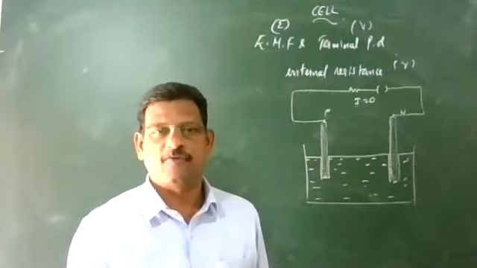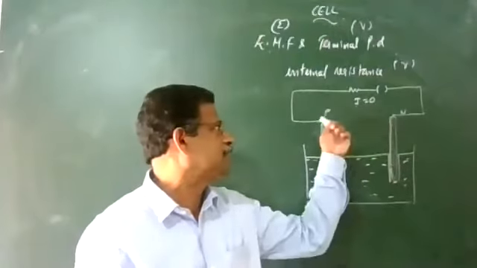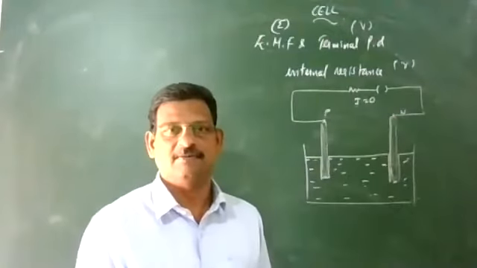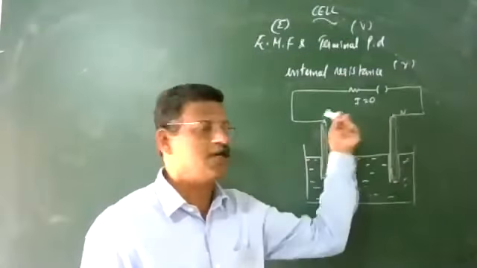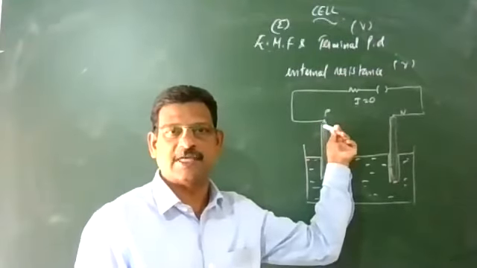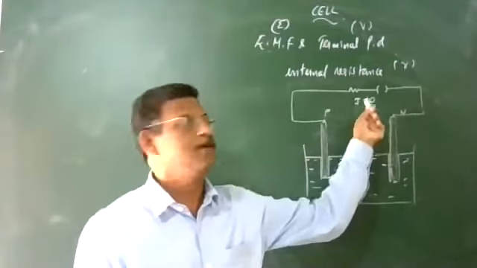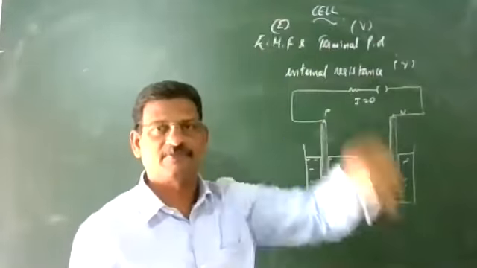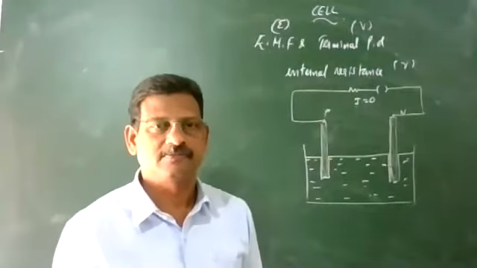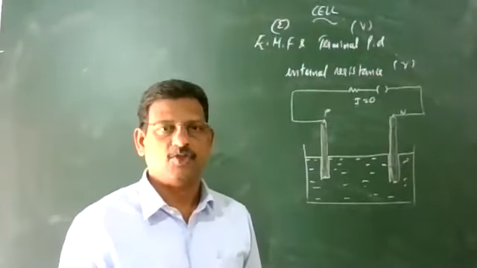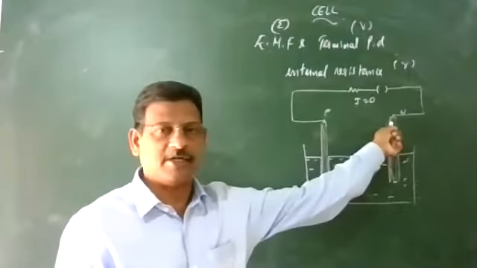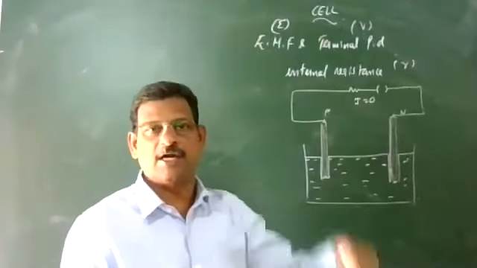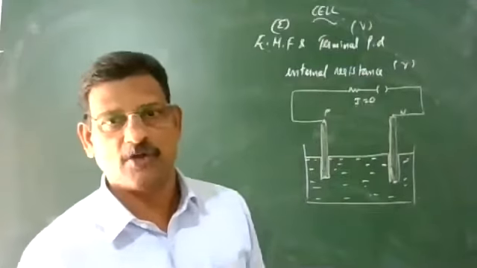When there is no current flowing, what is the potential difference across the terminals of the cell? That is the maximum. So the maximum potential difference across the terminals of the cell when no current is flowing is known as EMF. So EMF is the maximum potential difference across the terminals of the cell when no current is drawn from the cell, no current is flowing in the circuit.